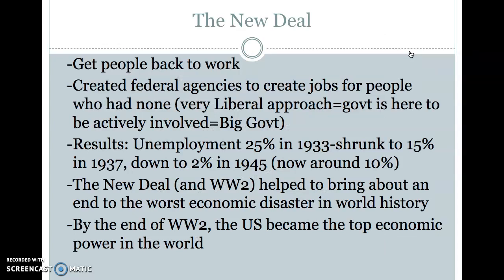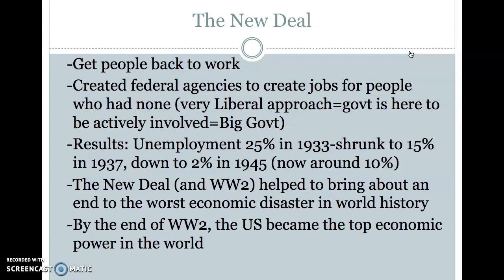So basically, the big precept of the New Deal: get people back to work. It created federal agencies to create jobs for people who had none. A very liberal approach, where government is actively involved. This is what we would call big government. Results: unemployment was 25% in 1933, shrunk to 15% in 1937, and fell to 2% in 1945. Now it usually hovers somewhere around 7, 8, 9, maybe 10%, depending on if things are good or not so good in the economy.